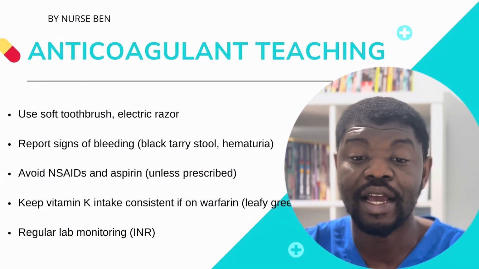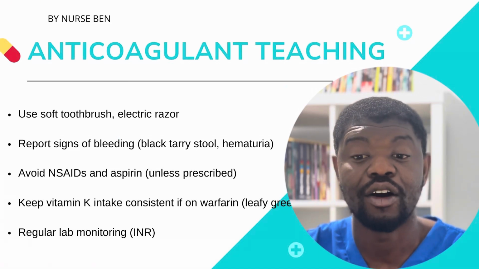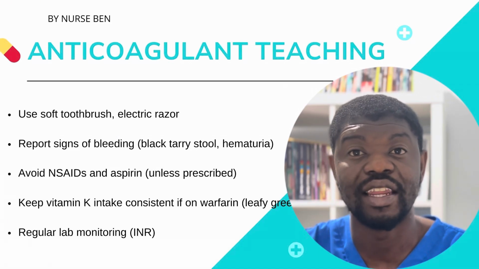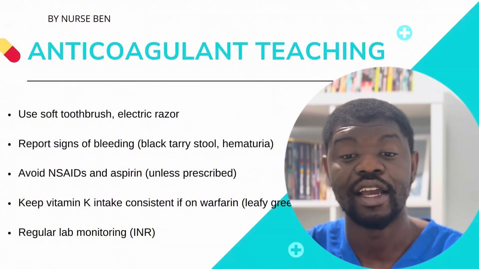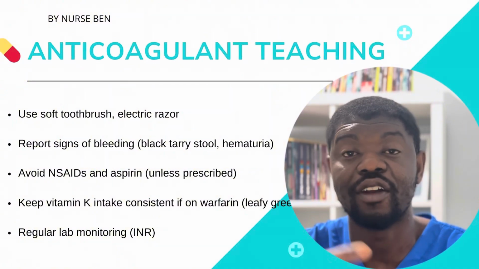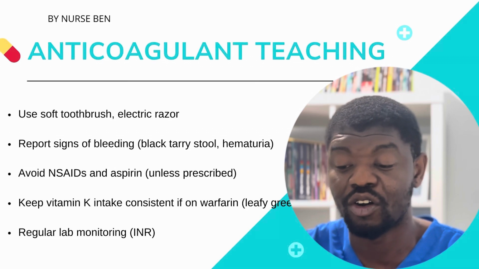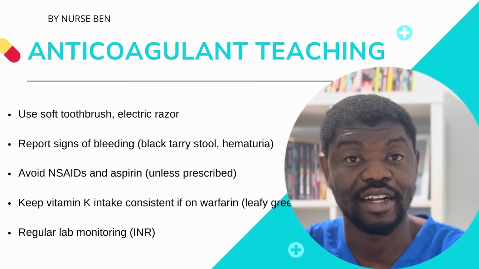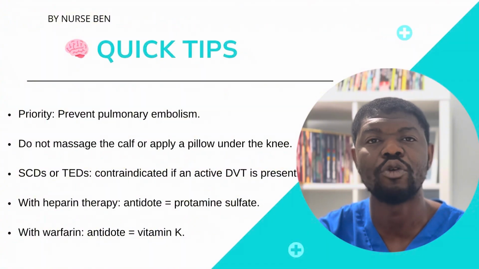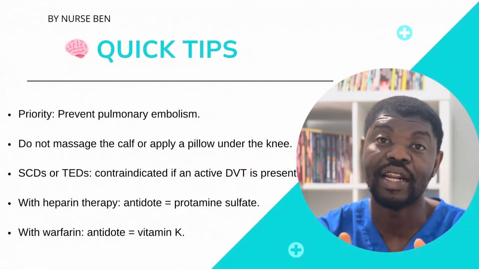Now you also want to give vitamin K or keep consistency with leafy green veggies on warfarin, and then you need to regularly monitor your INRs, which are your clotting and your bleeding factors. Now, here are my quick tips to take away from today's lesson. We've been looking at deep vein thrombosis, a DVT, which is a clot forming in the deep veins, especially in the calves and the lower extremities. So priority is that we want to prevent pulmonary embolism.